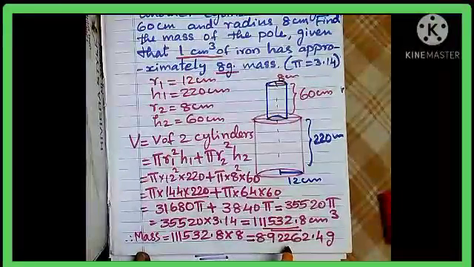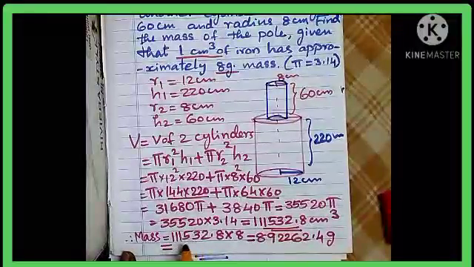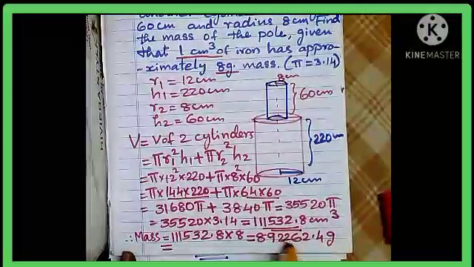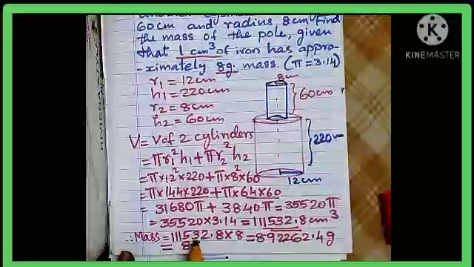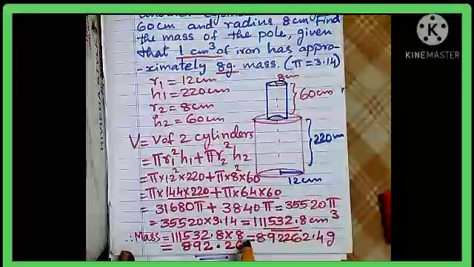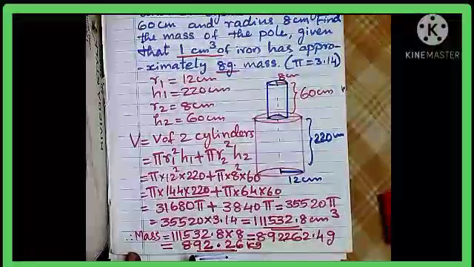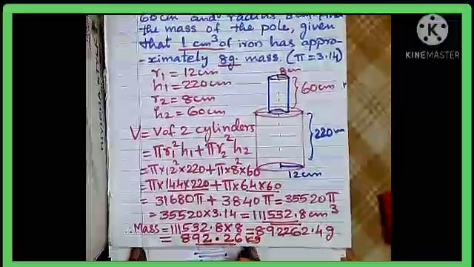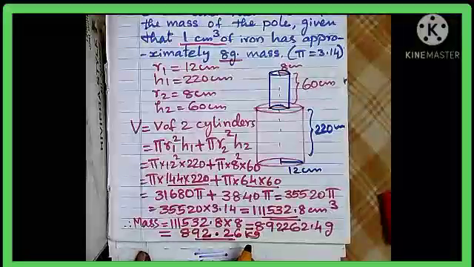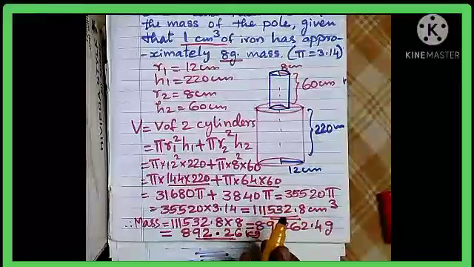Now, we need to change this into kilograms. Dividing by 1000. So, what is the answer? Dividing by 1000 means the point will be here. So, 892.26 kilogram. So, what is our answer? 892.26 kilogram. That is the mass of the iron pole.